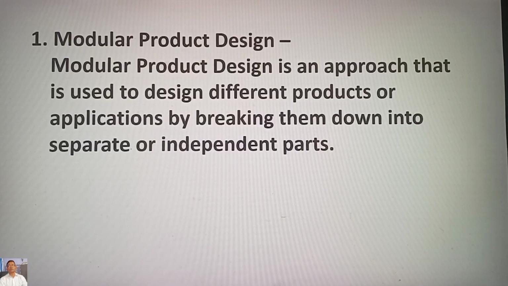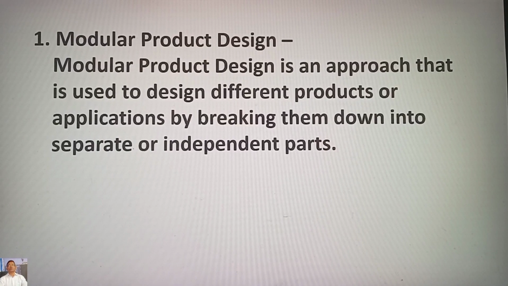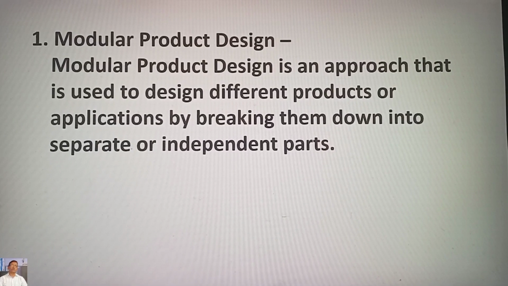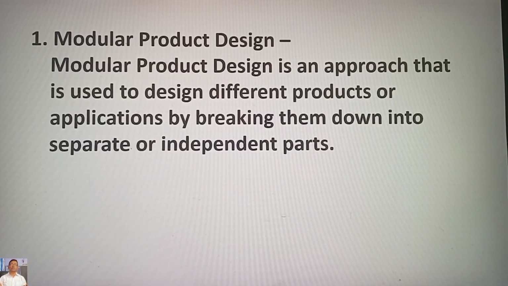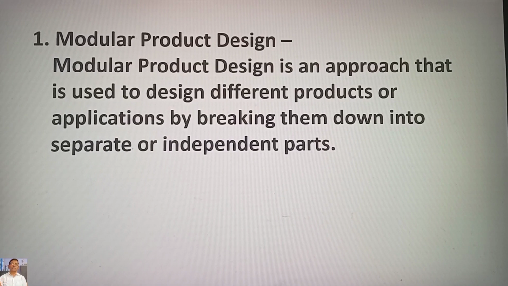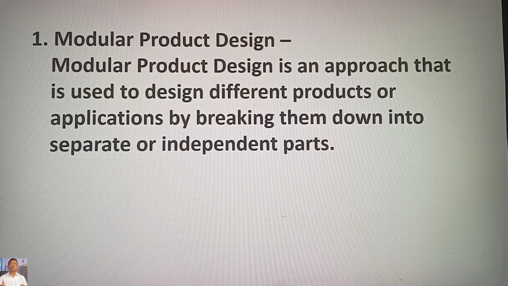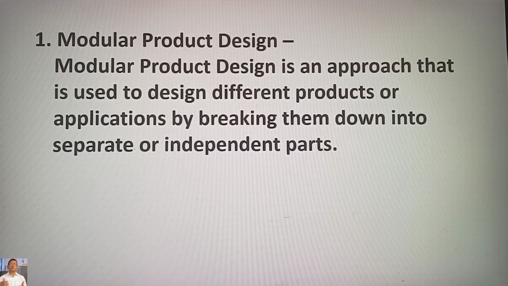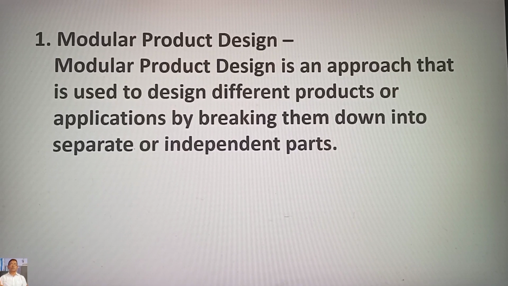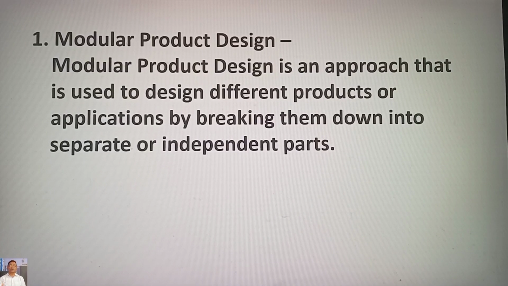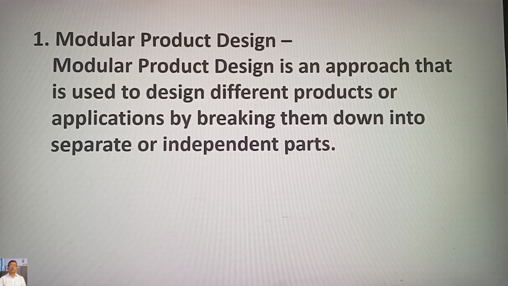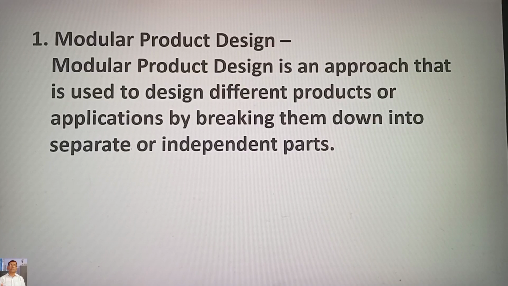First, modular product design. Modular product design is an approach that is used to design defined products or applications by breaking them down into separate or independent parts. These defined parts can be used for similar functions on different systems or machines.